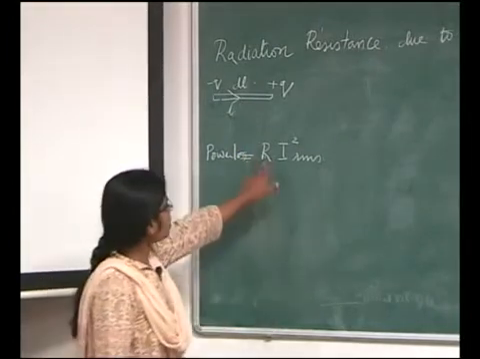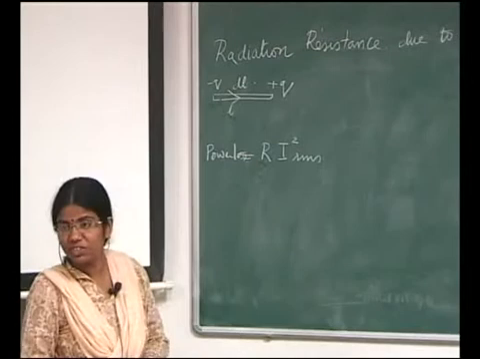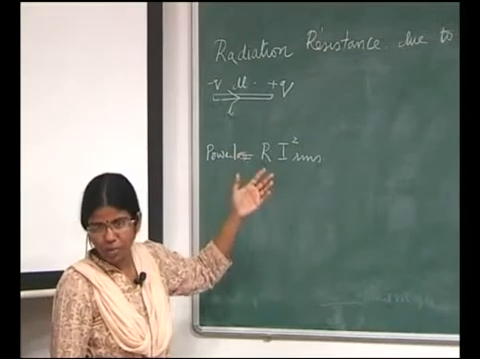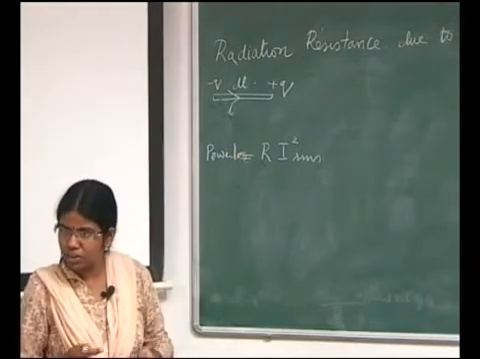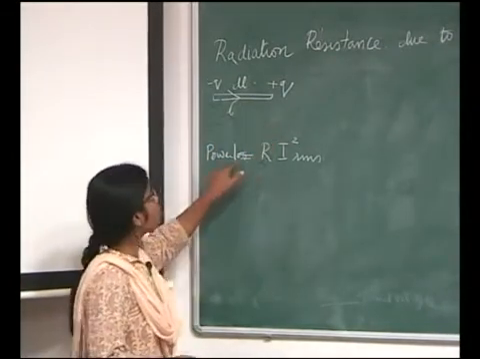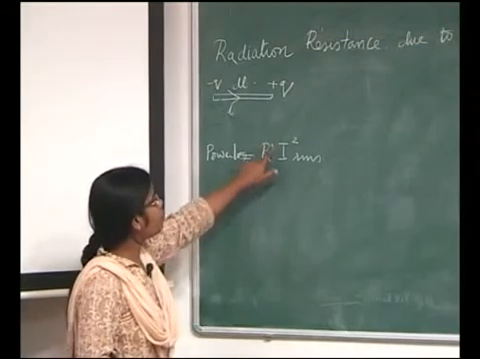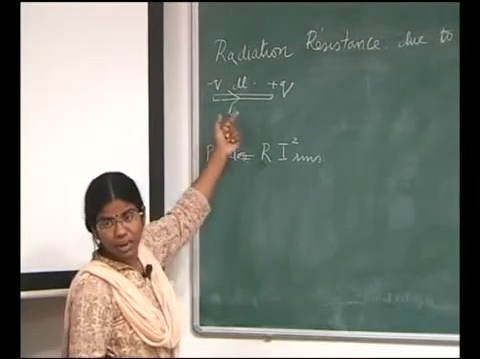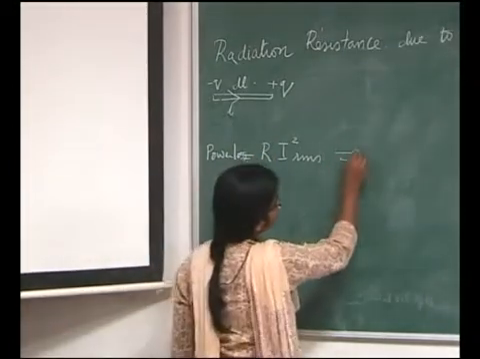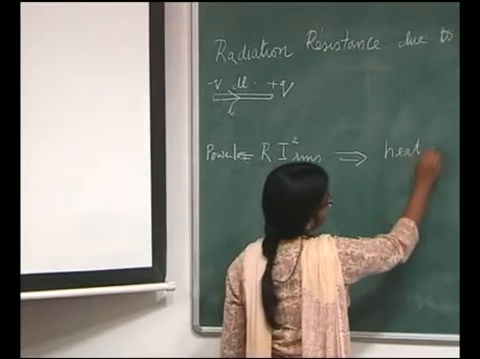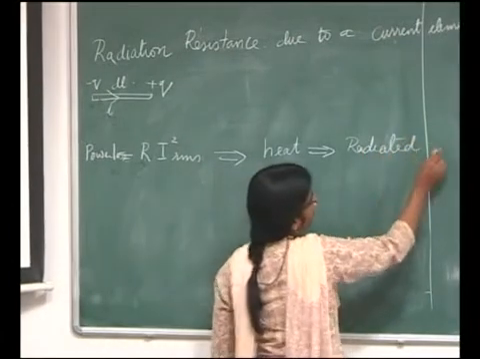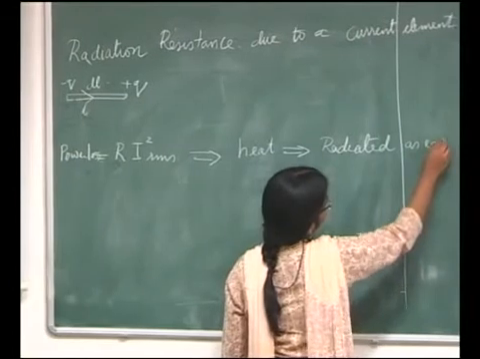Now, this R will decide how much heat will be generated, because you are giving a constantly varying current. You know what the positive amplitude is and you know what the negative amplitude is, and it is not going to change. So, you know the pattern of the variation of the input current, but the power lost or power radiated will depend upon the resistance of the element. Now, this power loss is converted into heat, and this heat is radiated as EM wave.